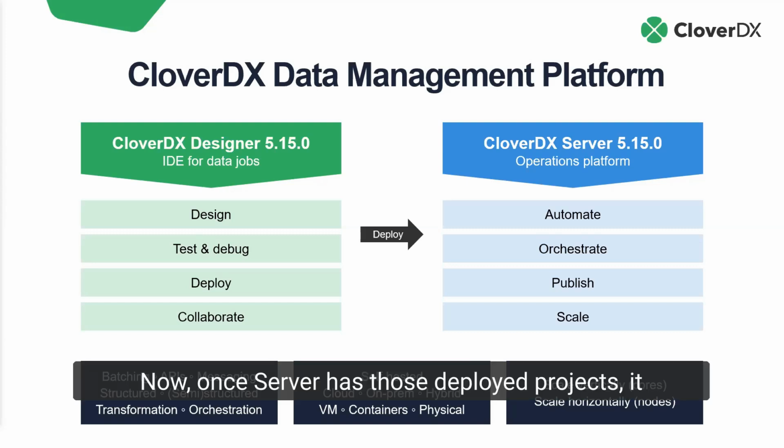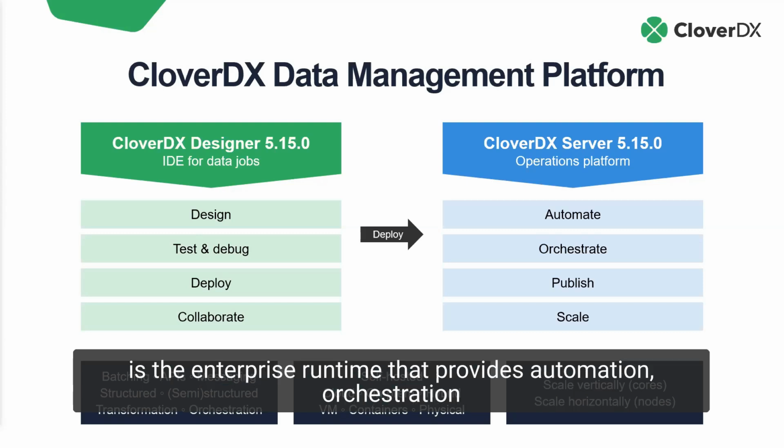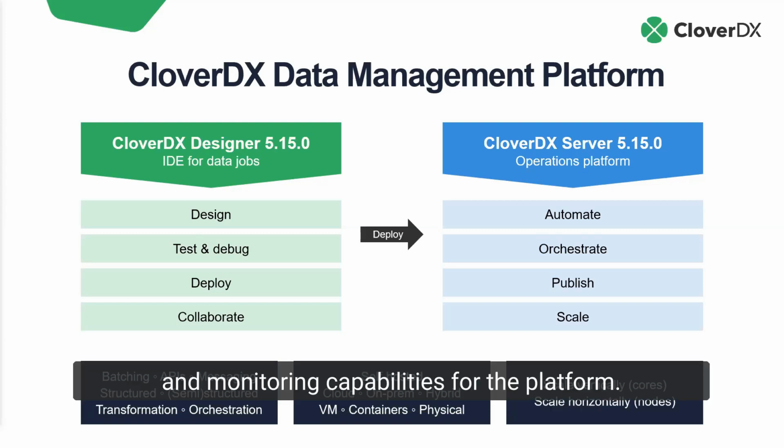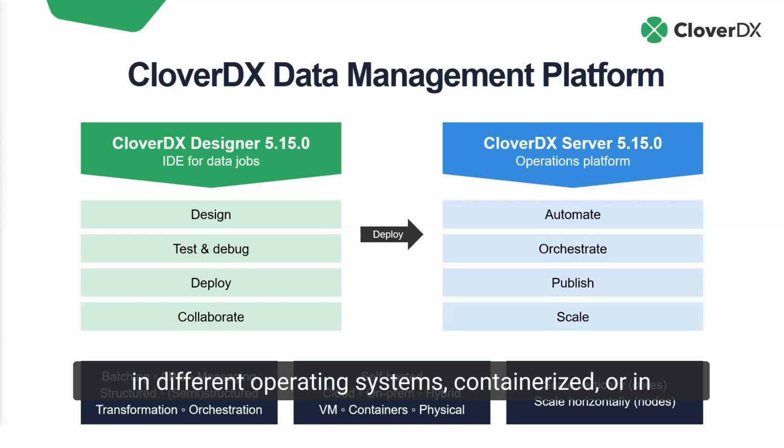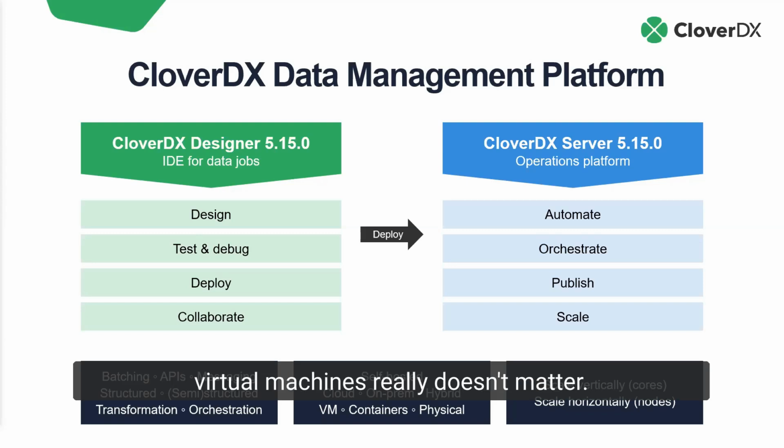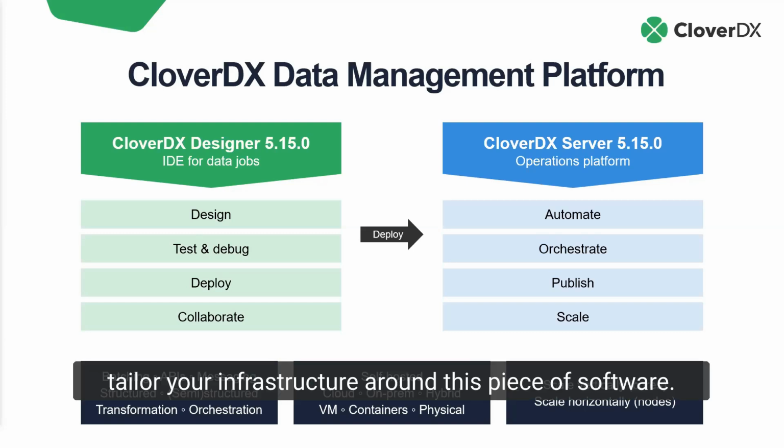Now, once Server has those deployed projects, it is the enterprise runtime that provides automation, orchestration, and monitoring capabilities for the platform. It can be deployed in a wide range of systems, whether that's in the cloud, on-premise, in different operating systems, containerized or in virtual machines. Really doesn't matter. You can run it anywhere. That makes it easy for our customers to fit it into their existing infrastructure, so you don't have to change or tailor your infrastructure around this piece of software.